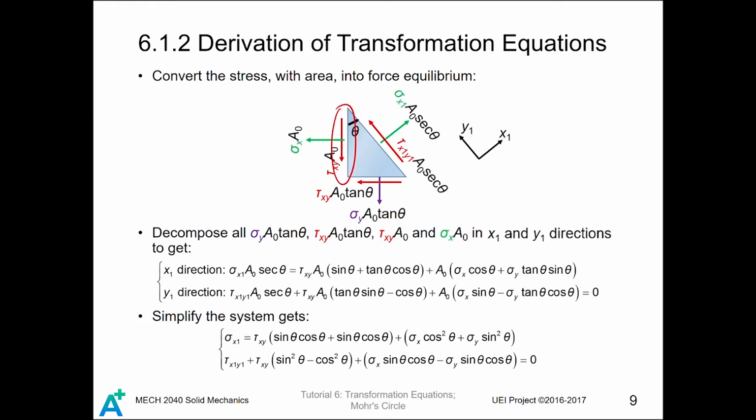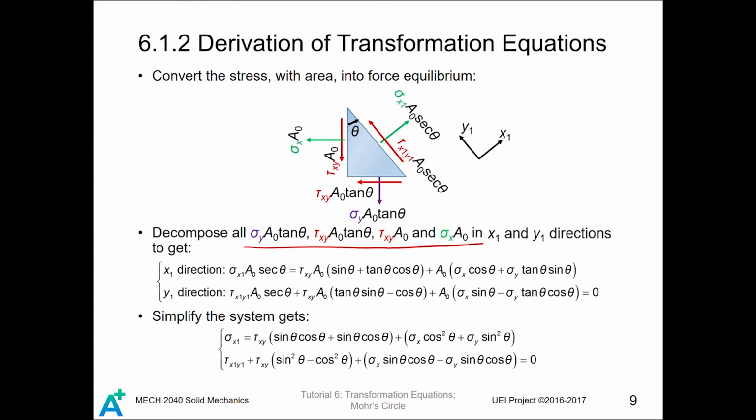For those two orthogonal sides, the stresses on them are sigma x, sigma y, and tau xy respectively. The stresses on the inclined side are sigma x1 and tau x1 y1 respectively. Now we try to decompose all those forces into the x1 and y1 directions in this coordinate system. Then we will get the following very complicated expression.